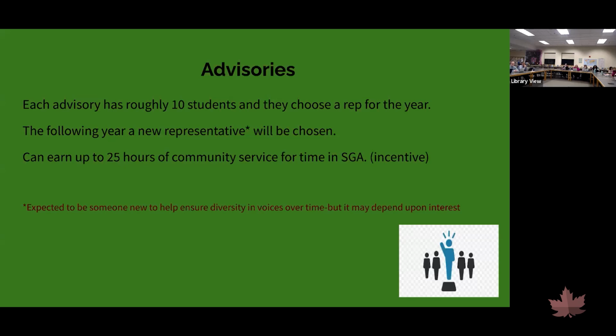So each year, a new representative is elected. If you're elected 1 year, you cannot run the next year. And you can earn up to 25 hours community service out of the 40 that is required for graduation.